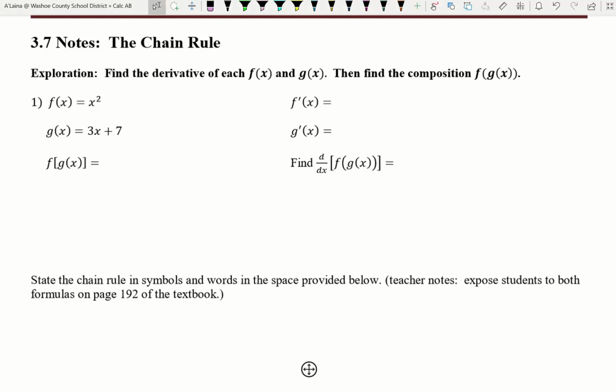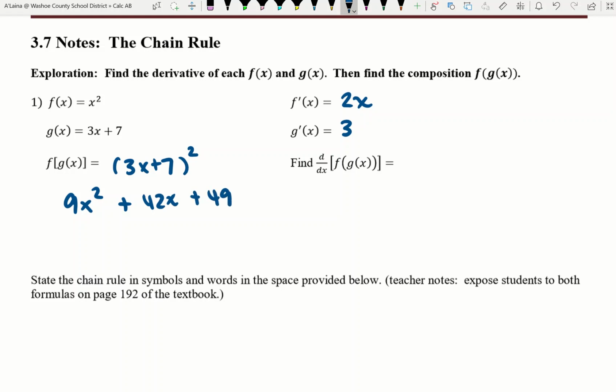All right, so if f is x squared, then f prime would be 2x using the power rule. For g of x, its derivative would be 3. Now the composition f of g of x would be something squared, and then the input would be 3x plus 7. We're going to FOIL and expand that out, and we'll end up with 9x squared plus 42x plus 49.